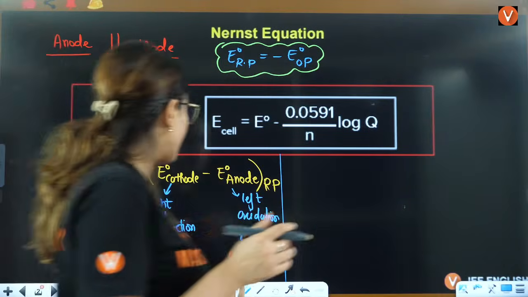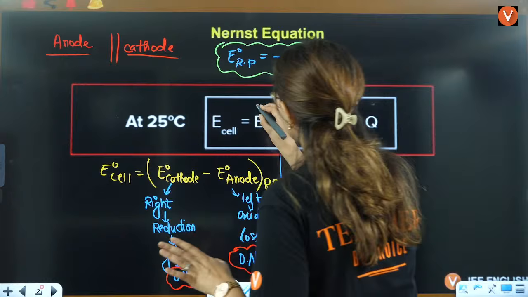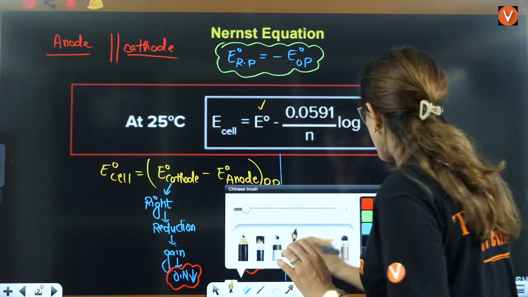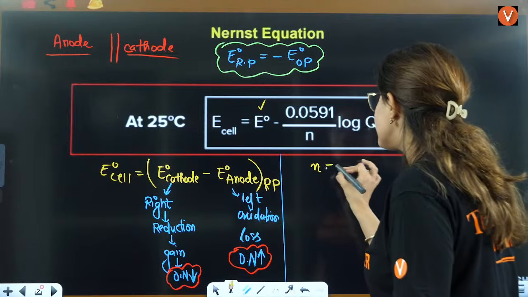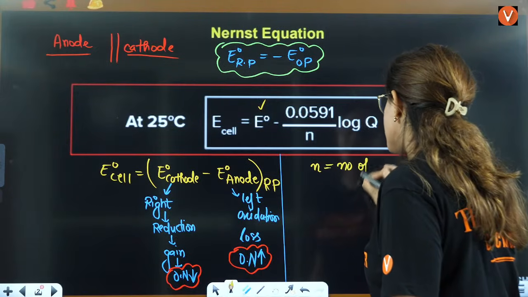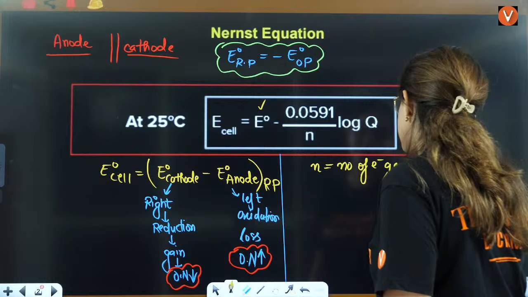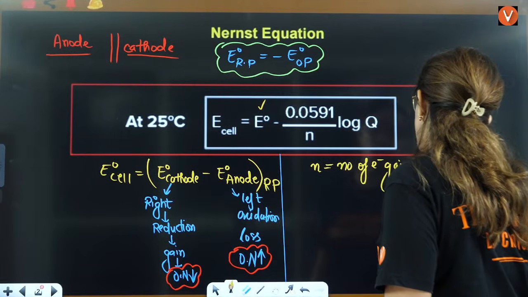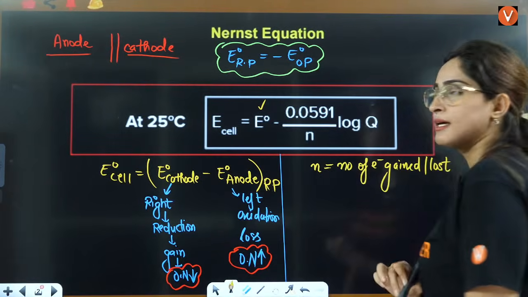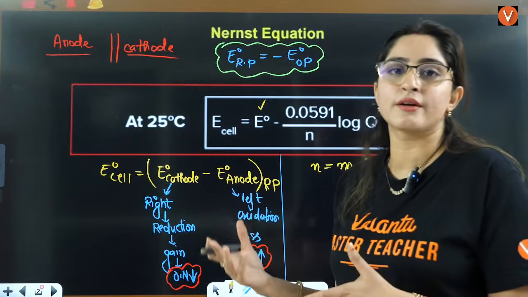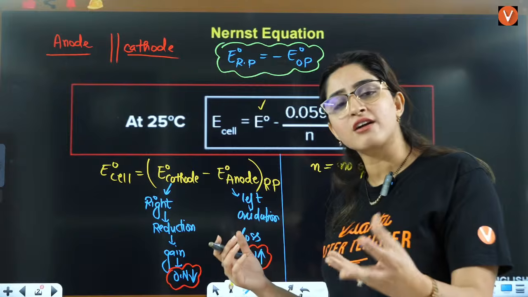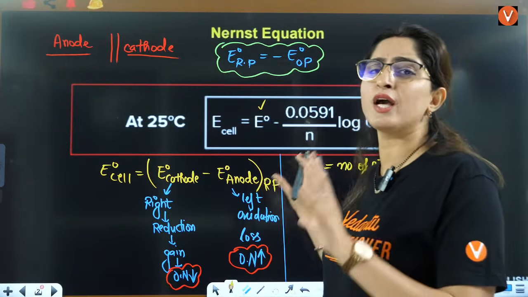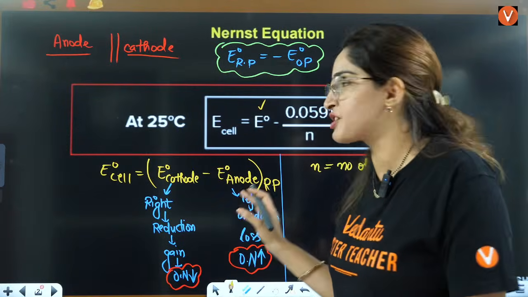Now let's talk about E naught cell. We have discussed it, everybody. Now let's talk about N. Ma'am, what is this N? N is the number of electrons gained or lost that you will see in the chemical reaction. How many electrons are gained or lost? That is called the N factor or valency factor. It is quite easy to find out in a reaction, okay?